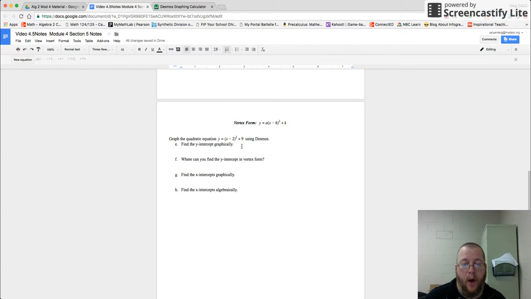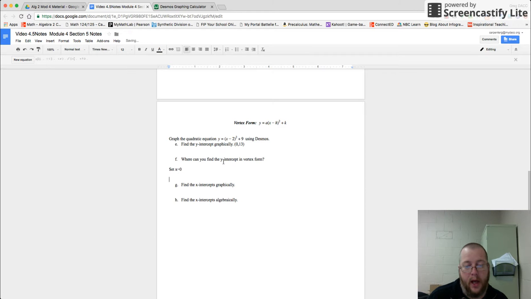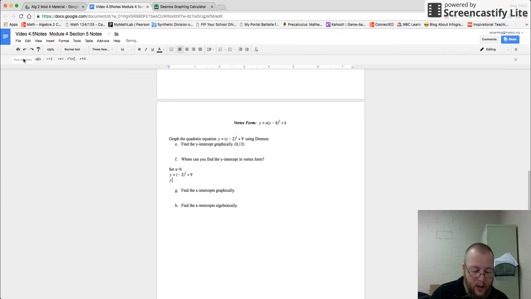So the y-intercept was (0, 13). Now, I don't see 13 up here. But if I wanted to find it algebraically, we could, because remember, the y-intercept is always where x equals 0. So if I set x equal to 0, I get y equals (negative 2) squared plus 9. Negative 2 squared is 4. 4 plus 9 is 13, so y equals 13. So in standard form, much easier because it's just c, but in this case, not.